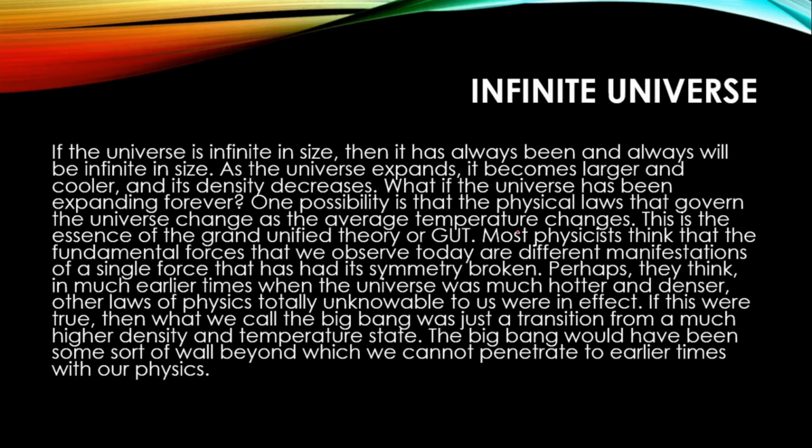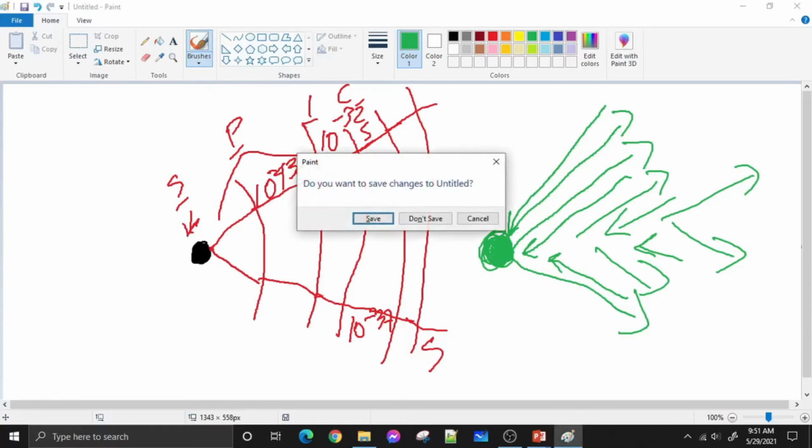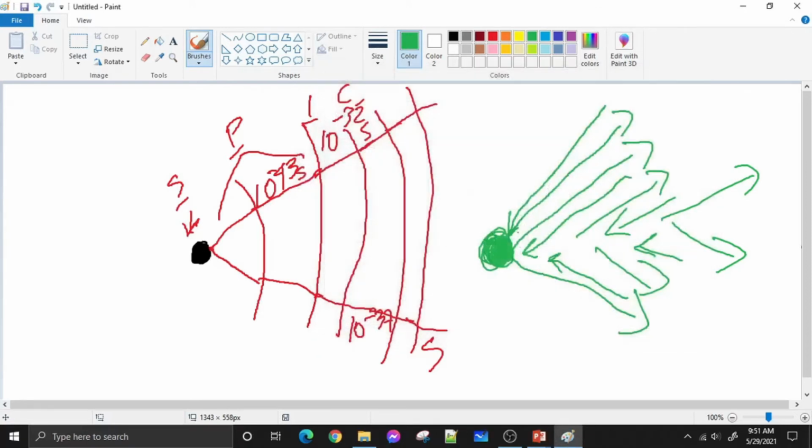If this were true, then what we call the Big Bang was just a transition from a much higher density and temperature state. The Big Bang would have been some sort of wall beyond which we cannot penetrate to earlier times with our physics. That's the theory of the infinite universe. Okay.